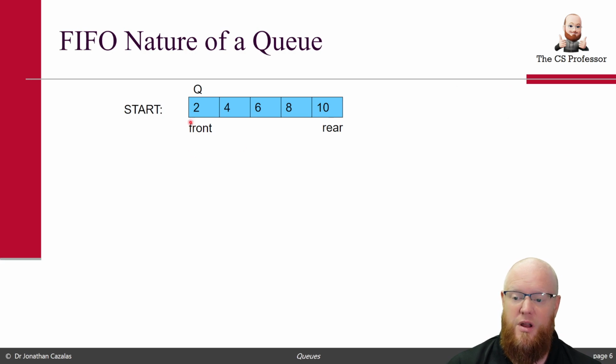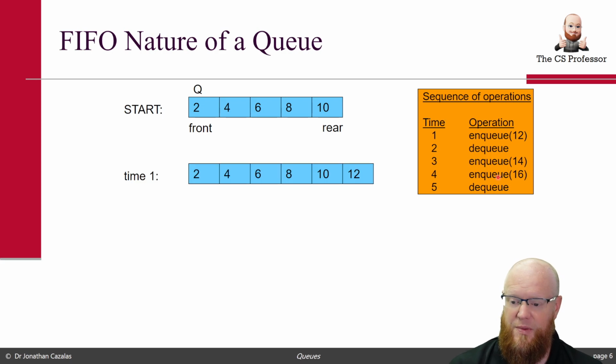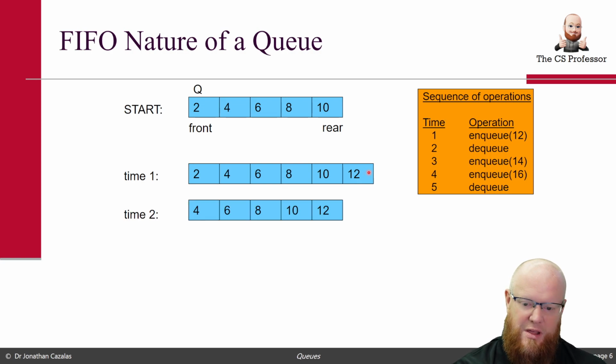The element at the front of the queue is 2. Then we have 4, 6, 8. And the last element currently in the queue is 10. What's going to follow are these 5 operations. We're going to do an enqueue, then a dequeue, then 2 more enqueues, and then a dequeue. So here we do our first enqueue of 12. Notice 12 goes at the end. Pretty straightforward, right? Nothing really complicated.